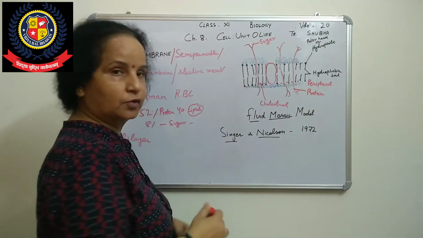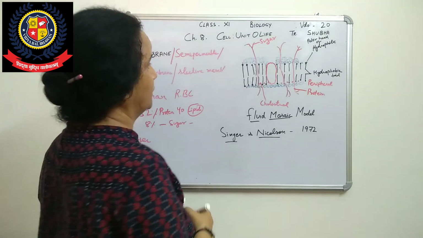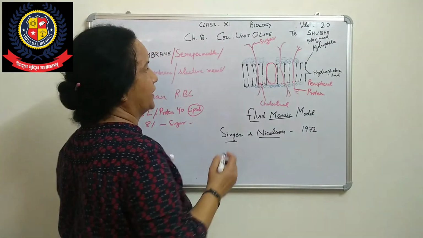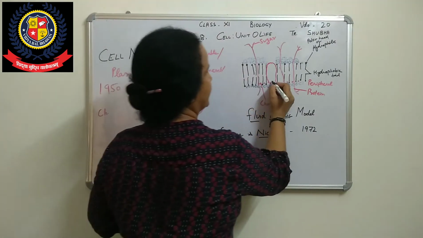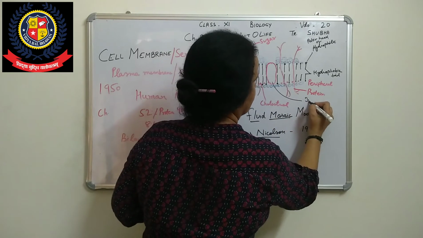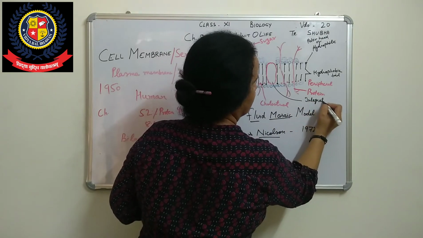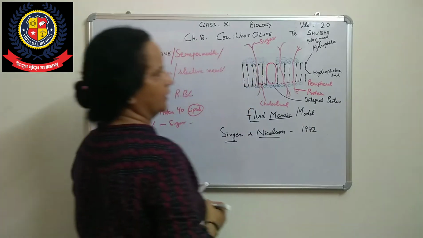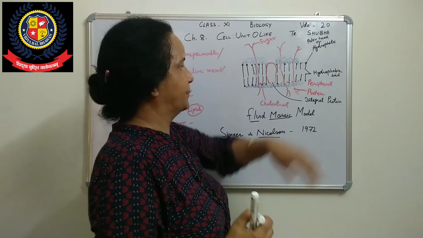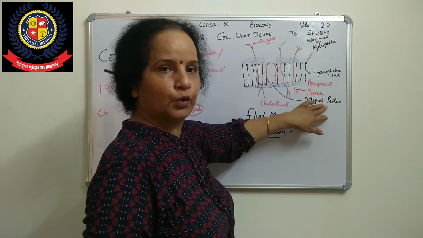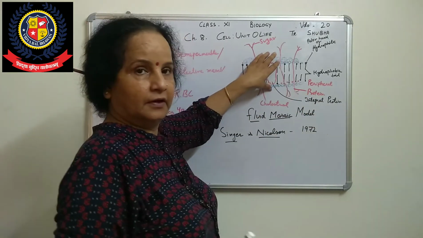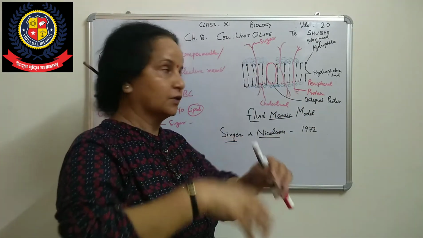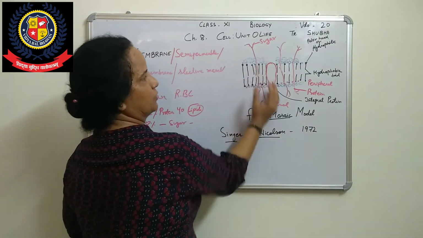That is also a protein. That protein is called an integrated or integral protein. So we have got two types of protein: one is peripheral protein and the other is integral protein. Integral means embedded, it is sunk in from inside, somewhere inside, in the middle of the bilayer.